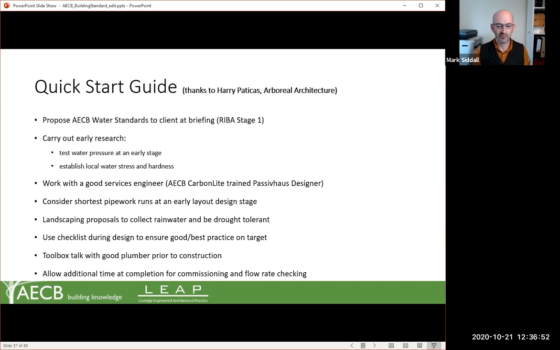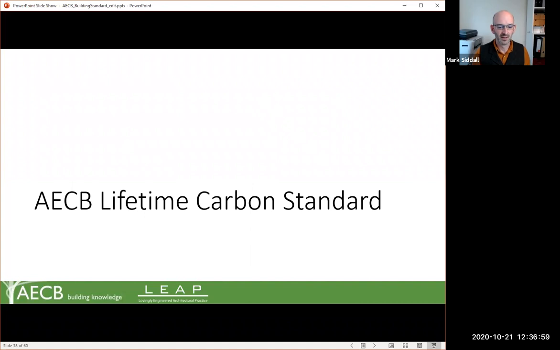Some time needs to be allowed for that commissioning process to make sure that measurements are taking place to check the flow rates. Finally, we've got the AECB Lifetime Carbon Standard, which is basically looking at the embodied carbon and the whole life carbon.